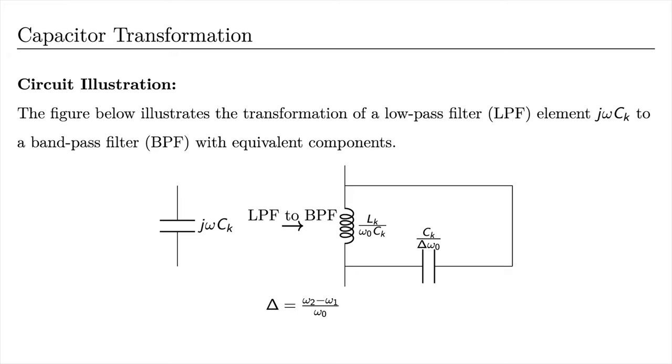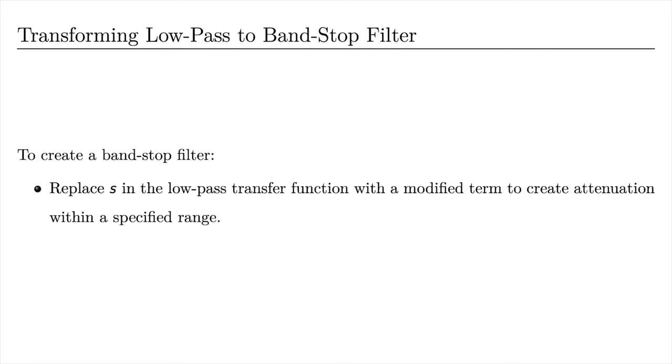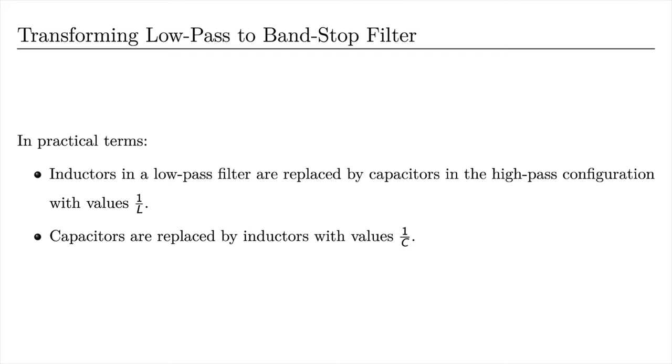In this transformation, a low-pass capacitor j omega Ck is converted to a bandpass LC circuit, allowing selective frequency control. To create a bandstop filter, we replace S in the low-pass transfer function with a modified term to introduce attenuation within a certain range. Practically, when creating a high-pass filter, low-pass inductors are replaced with capacitors of reciprocal values and vice versa for capacitors. This approach effectively inverts the frequency response.